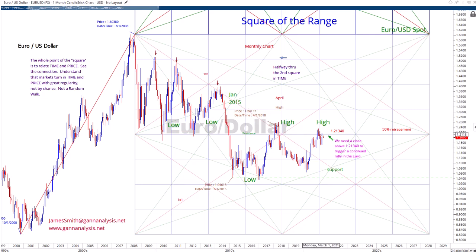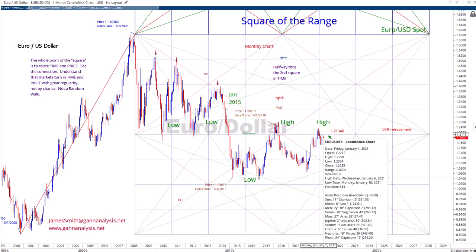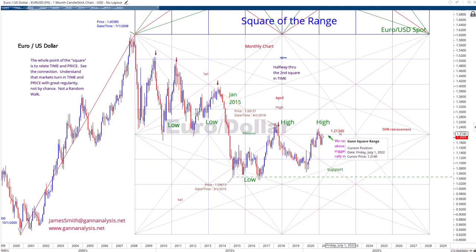But this is a very topical example, and that's why I'm using it right now. I'm not telling you to buy or sell the euro. I'm just telling you what the Gann charts would tell you. And again, the point here is if you close above 1.21340, you're probably going higher. If you keep failing at this level, hey, maybe you're going down here to 1.11. So, that's a very simple way of explaining it. That's how it works.